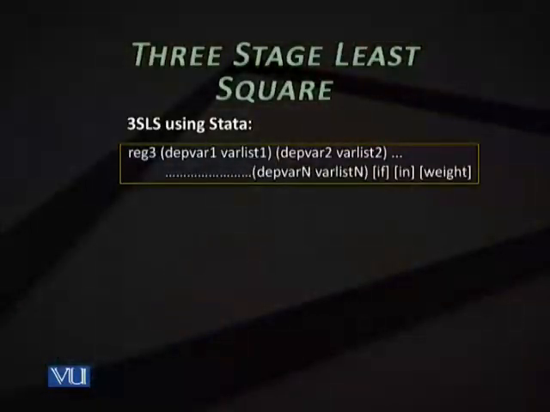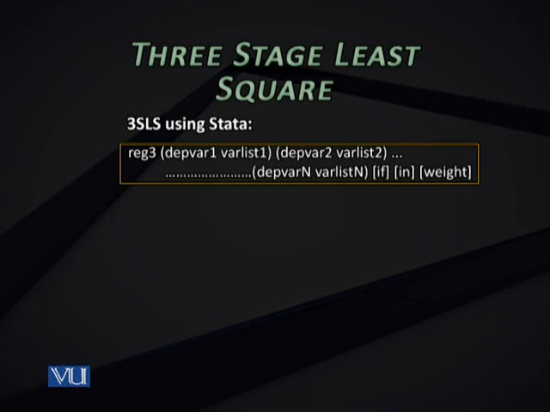Let's look at this command and take an example of how to use it. First look at the structure of the syntax of the command. As you see on the screen, in a box, reg3, then you have parentheses, dependent variable 1 and variable list 1. So you have one dependent variable and a list of explanatory variables which may include the endogenous variables of the system. Separated by parentheses, you have another set of equations, that is, dependent variable 2, variable list 2. This means you may have a second dependent variable and a second variable list. And you may continue to n equations, dependent variable n, variable list n.